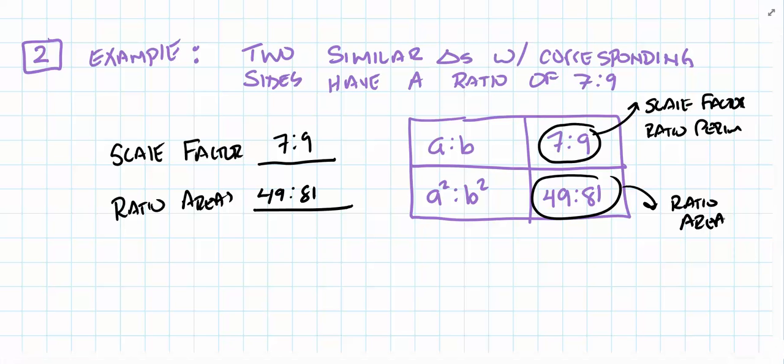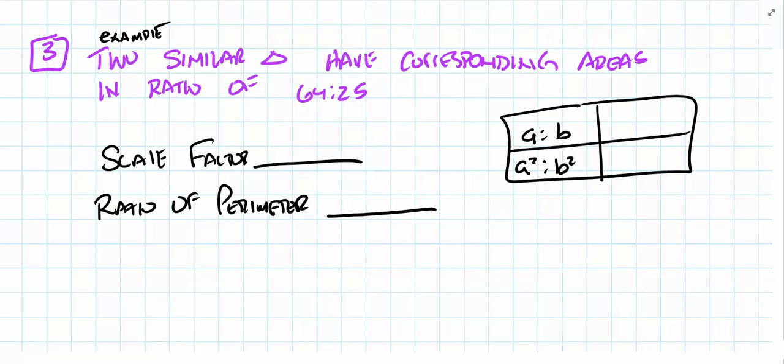Yep. Okay, third example. Okay, we know two similar triangles have corresponding areas in a ratio of 64 to 25. So areas are in ratio 64 to 25. So that means that a to b has to be what?